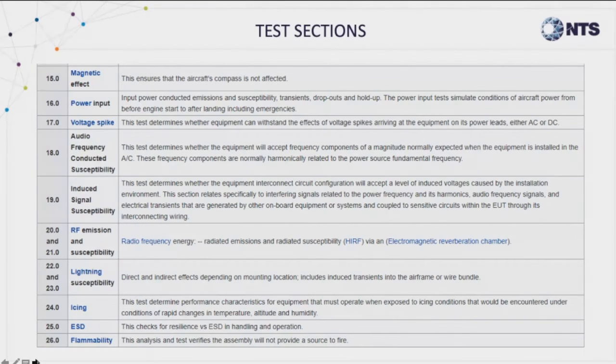Audio frequency conductive susceptibility is your low frequency, your audio frequency ripple that you would see present on your DC and AC power input lines. So we would reproduce that ripple voltage on your input power line to see how your product responds to that phenomenon. And then induced signal susceptibility: in the DO-160 they have what they would consider your input power lines, and they have what they would consider your I/O lines, your communication lines and things like that. So they're trying to reproduce the same phenomena we just talked about with your audio frequency susceptibility, your voltage spikes, on your I/O lines, and that's where induced signal susceptibility comes in.